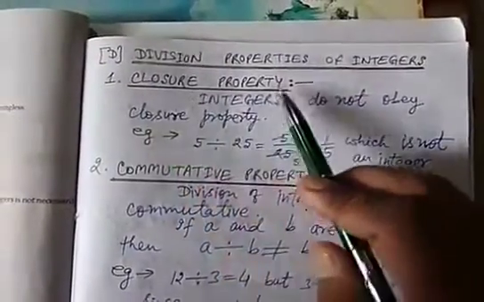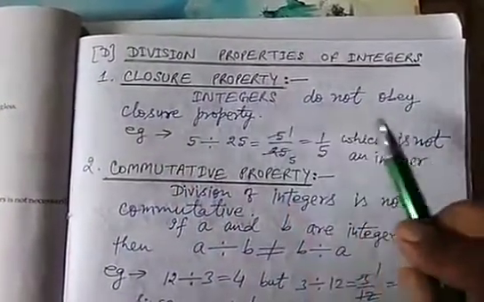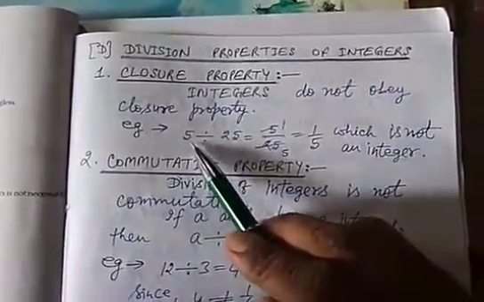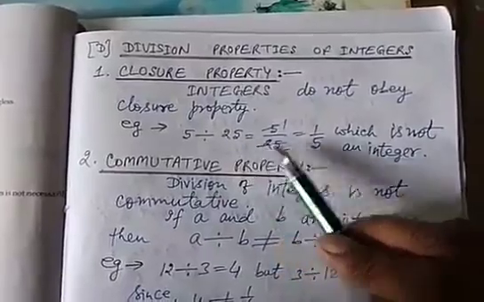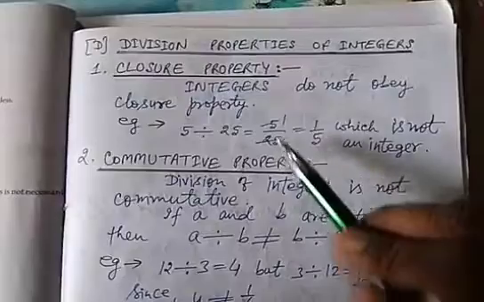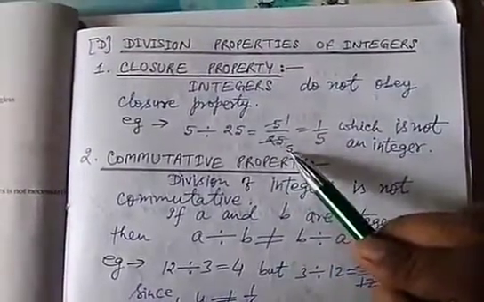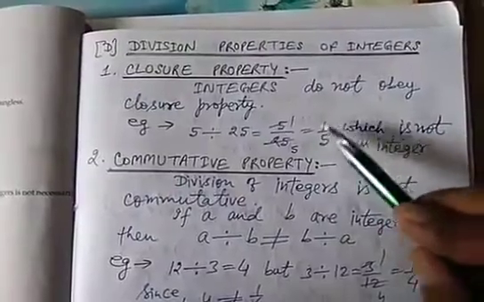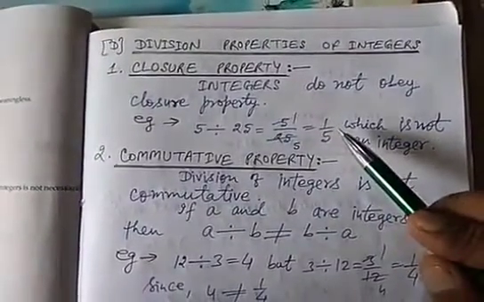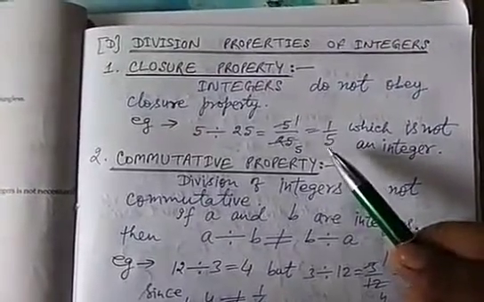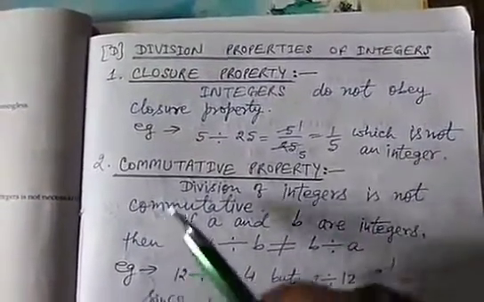First, closure property. Integers do not obey the closure property. For example, 5 divided by 25 is equal to 5 upon 25. We have to divide it by 5. 5 ones are 5 and 5 fives are 25, so it is equal to 1 upon 5. And 1 upon 5 is not an integer. So, closure property is not true for division of integers.